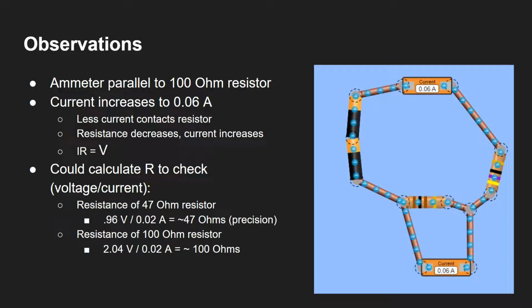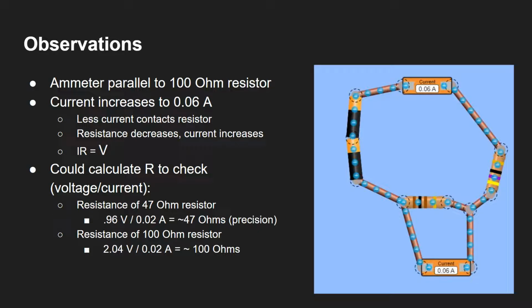Now here in this circuit on the right we have an ammeter parallel to a 100 ohm resistor, and we have the current actually increases from 0.02 amps to 0.06 amps, and this is because there is less resistance. As your resistance decreases, your current increases as seen by IR equals V.